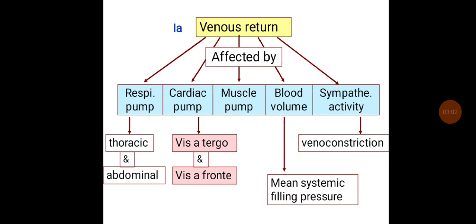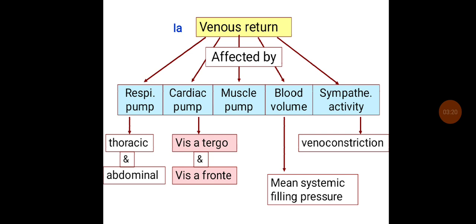Venous return is mainly affected by the respiratory pump, the thoracic or abdominal pump. Whenever there is an inspiration, the thoracic cage moves laterally and creates negative pressure inside, and that sucks the blood in during the inspiration.